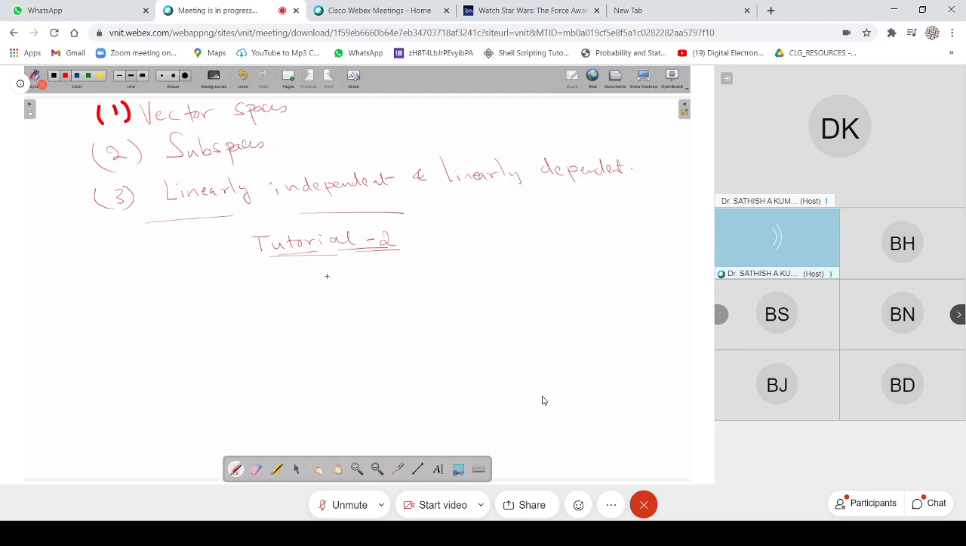So let us look at some problems for vector spaces and subspaces, and then the linearly independent set and linearly dependent set. So we'll give some problems for that. Am I audible to everyone? Yes, sir. Okay.